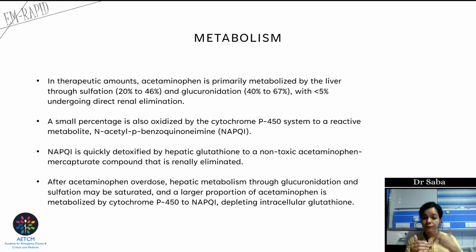Now, whenever there is an acetaminophen overdose, more and more NAPQI gets formed. That's the reactive metabolite. But the glutathione reserve of the liver gets depleted, because a good amount gets metabolized through glucuronidation and sulfation, and when that gets saturated, a larger portion of acetaminophen will get oxidized by the cytochrome P450 system to the reactive metabolite, NAPQI. Now, when more and more NAPQI gets produced in the body, it will deplete the intracellular glutathione reserve.